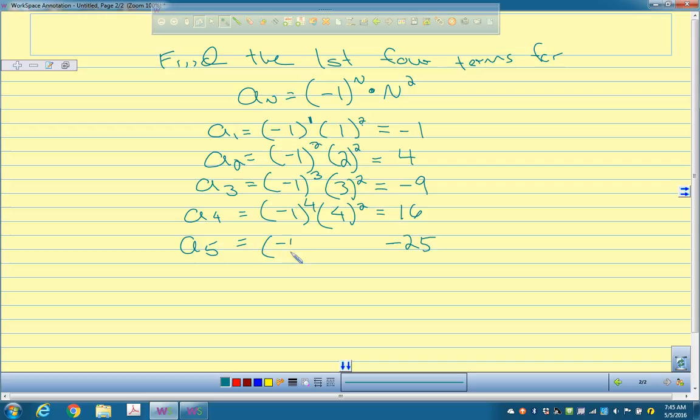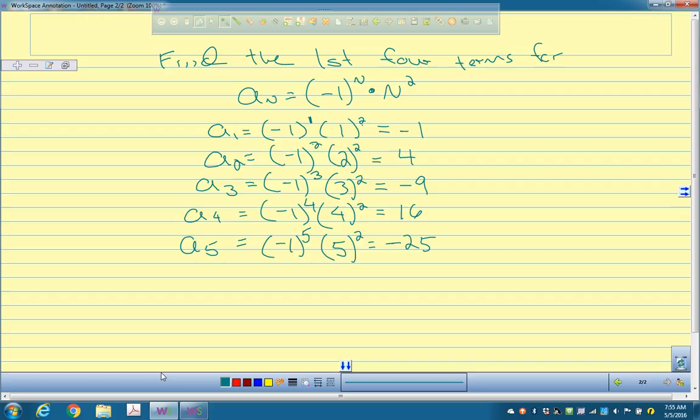So this would be -1 to the 5th power, which is -1, right? Times 5 to the 2nd power, which is 25. And that's what I get. Yeah? Questions about that? What would a sub 9 be, David? What would a sub 9 be? Sophie? Negative 81, right? Because the odd powers are always going to be negative, and the even ones are always going to be positive, and then you just square the 9. Very good. Okay. All right, so that's one particular type of sequence.